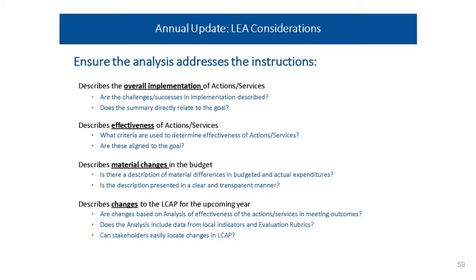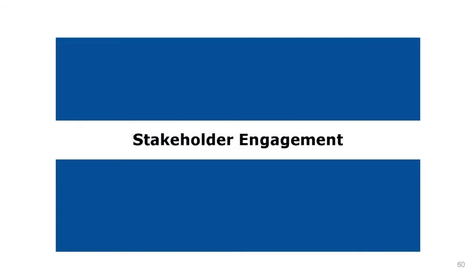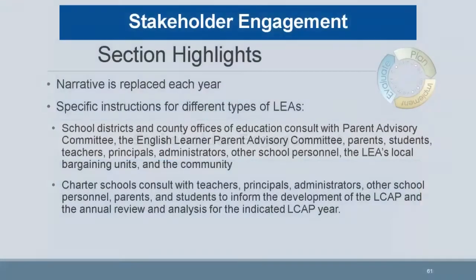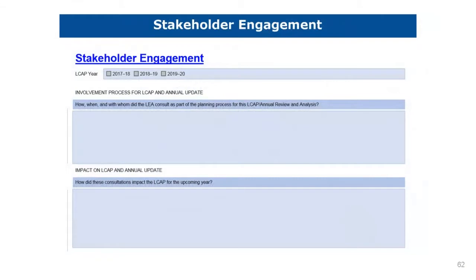responses should address. The key change in stakeholder engagement is the elimination of 2 of the 4 boxes previously required. Now there are only 2 questions that must be addressed. It is important to understand that stakeholder engagement is required annually, so this section will be new each year to reflect the current year's engagement. Note that the instructions specifically address the required groups for charter schools, which differ slightly from the school district and county offices. The template now requires responses to the 2 prompts above.